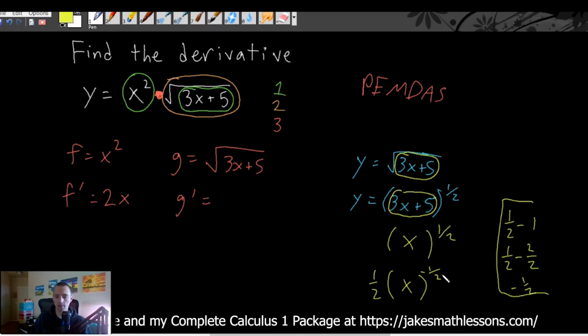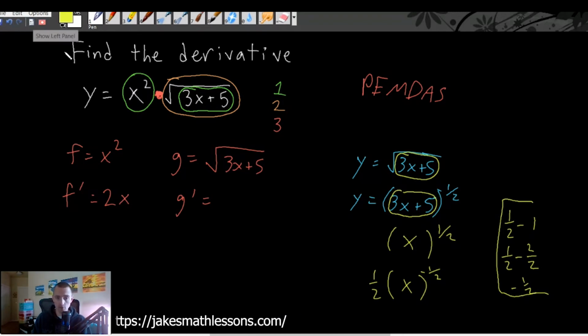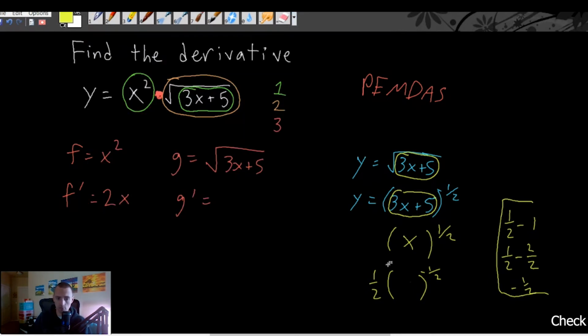So 1/2 x to the negative 1/2 is the derivative of x to the 1/2. So we've taken the derivative of our outside function. However, what we need to do is leave our inside function alone. So we're actually going to leave our inside function as 3x plus 5. We don't want to change it at all.